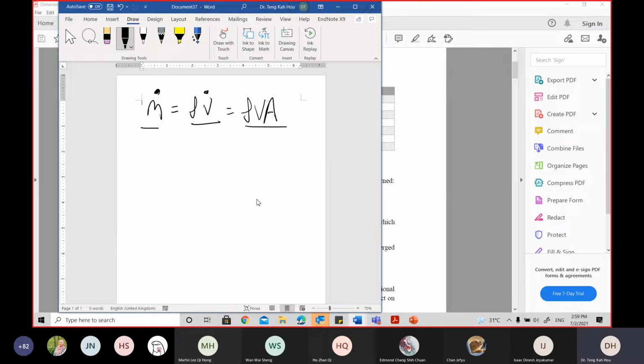Can someone have a try? Yeah, same. Just use a pen to write down what is the unit for this and how to prove that they are dimensionally homogeneous.